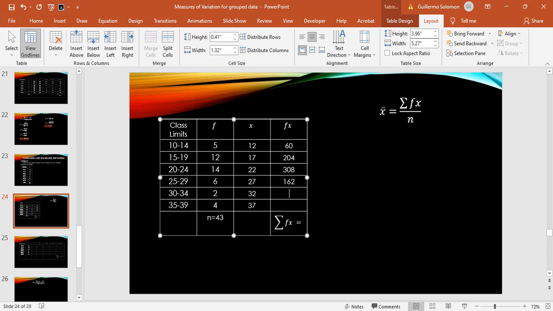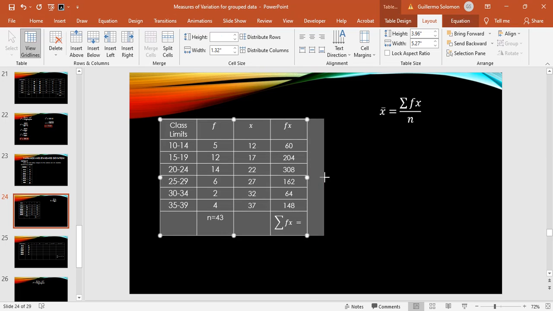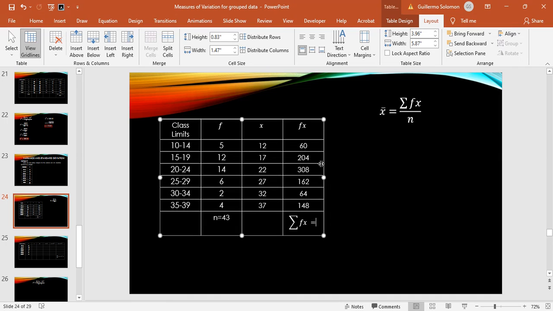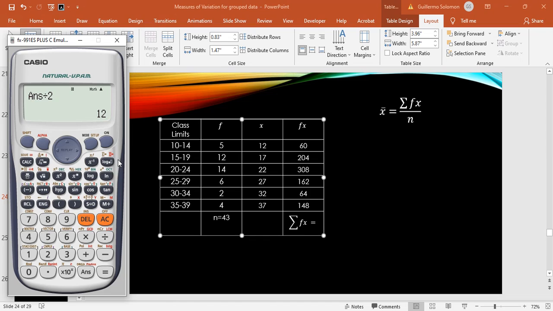So, 2 times 32 is 64. So, 4 times 37, that is 148. Okay, so after we get the product, then now let us now proceed to summation. Okay, pag-add lang natin yan.